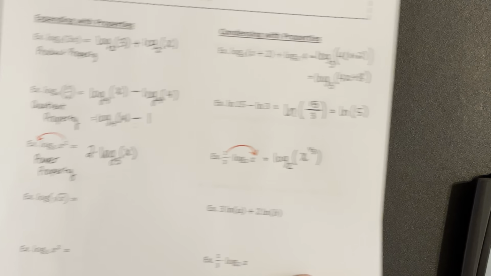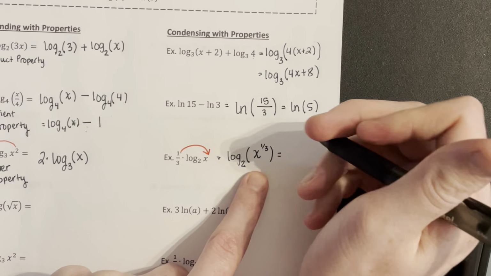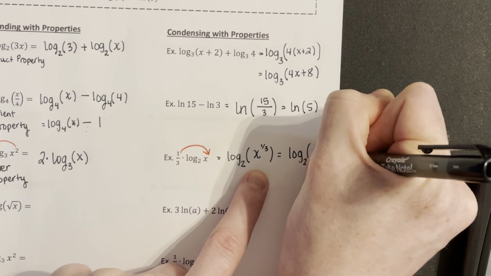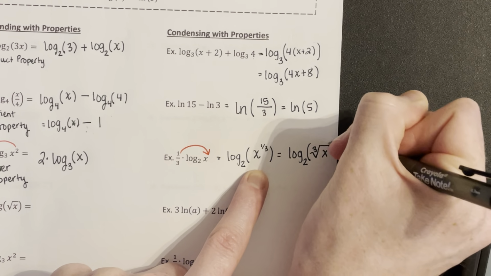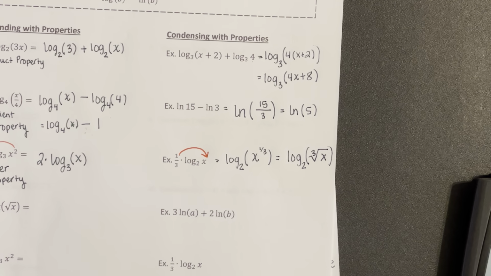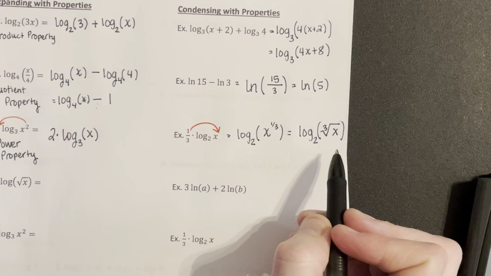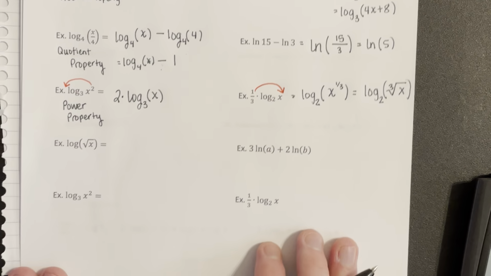We see a 1/3 power, so if we have talked about rational exponents before, we would say log base 2 of the cube root of x. We can use that rational exponent property to create that cube root. Now I just want to try to combine some of these.